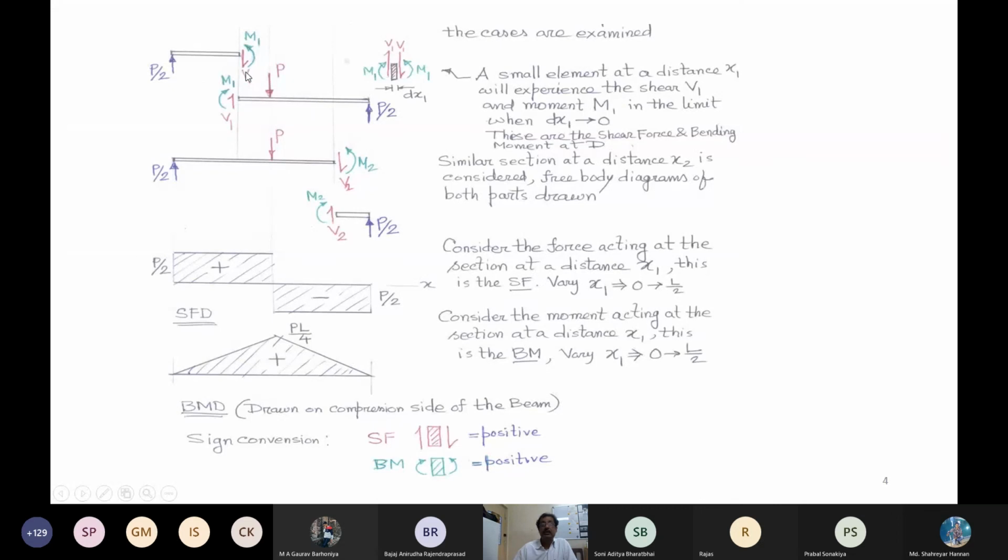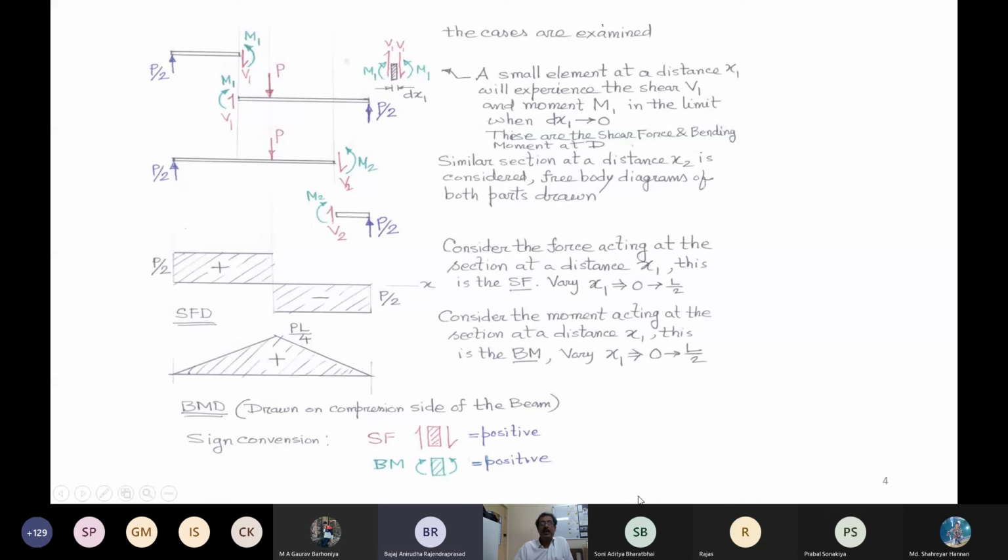Yes, you are correct. If your loading is opposite and you still designate V1 downward, you will get a negative value of V1. That means you have a negative shear, and the diagram will be like this.